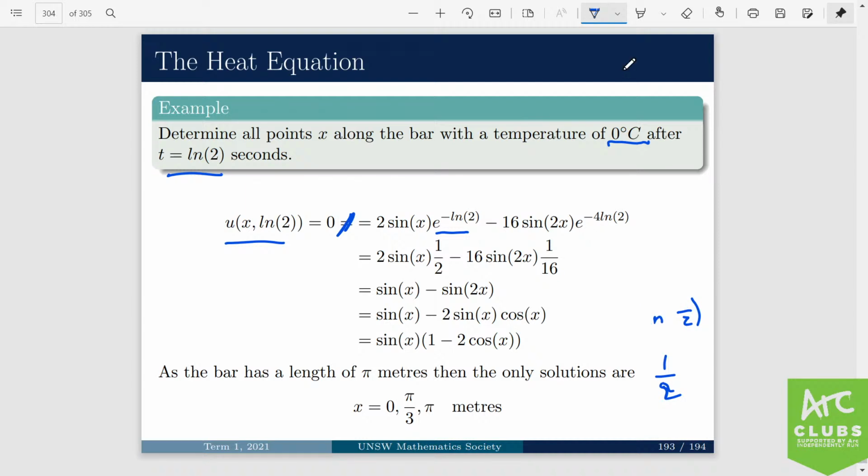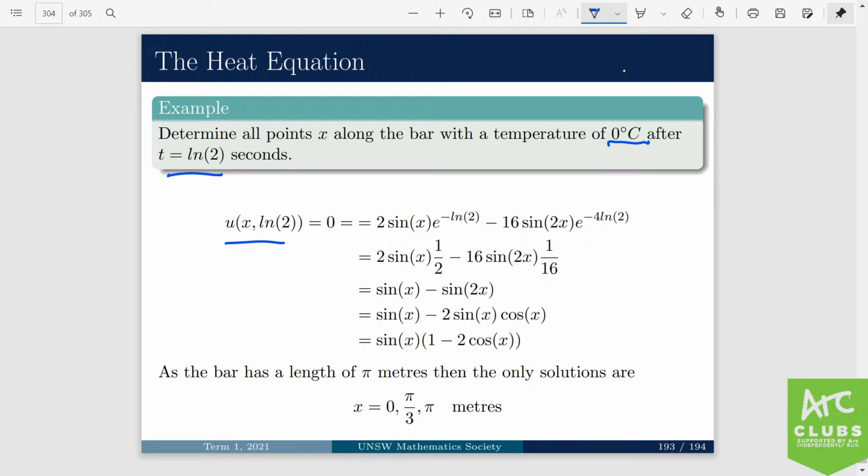Now, they've done us a massive favor with the time that they've chosen, because we can see that exactly the exponential that we've just solved cancels exactly with the constant in front. So then we're left with this linear combination of sines.